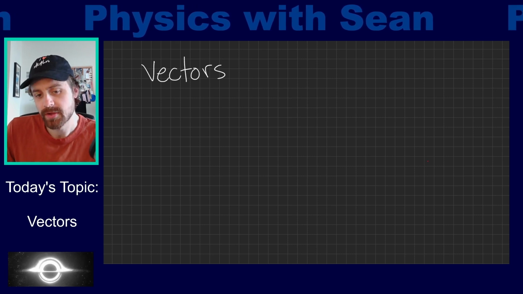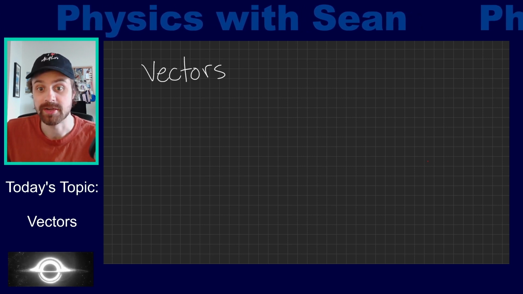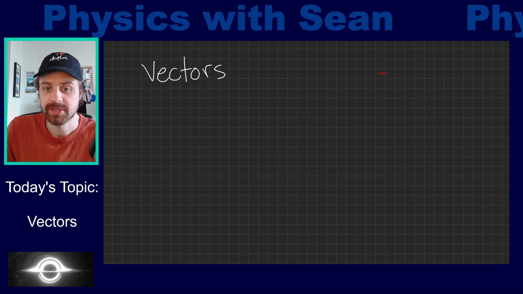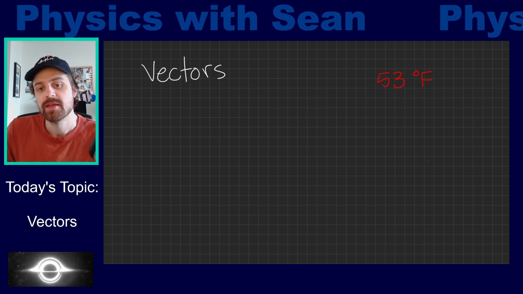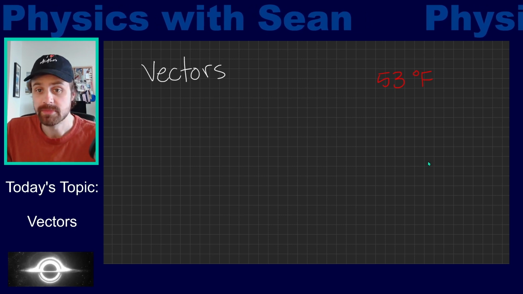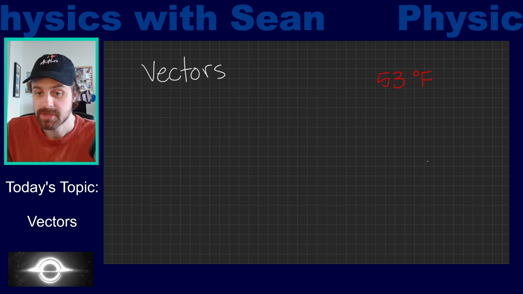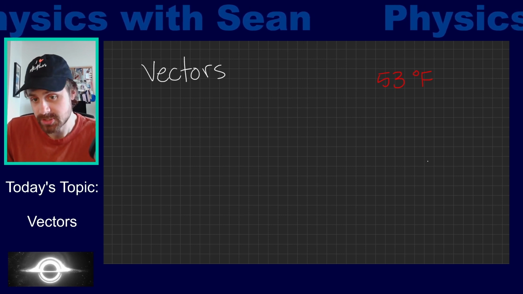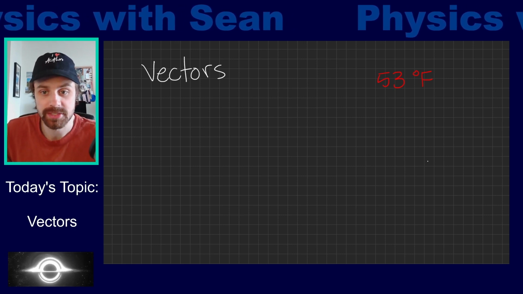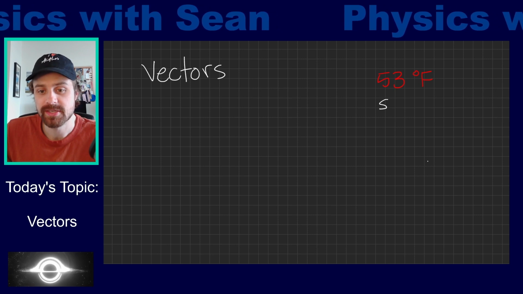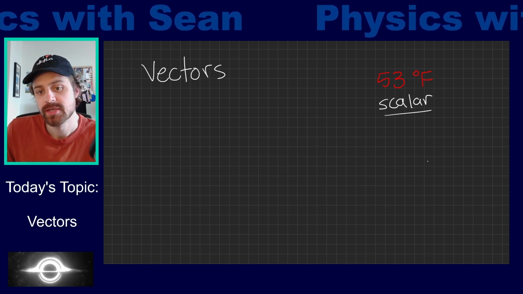So I'll start with an example. Say you ask me how hot it is outside today, and I say, oh, it's 53 degrees Fahrenheit outside. That number gives you all the information you need to know about what the temperature is, how warm or cold. It's just a number, with a unit, but ultimately just a number. And we say that this is a scalar. It's the terminology that we use.